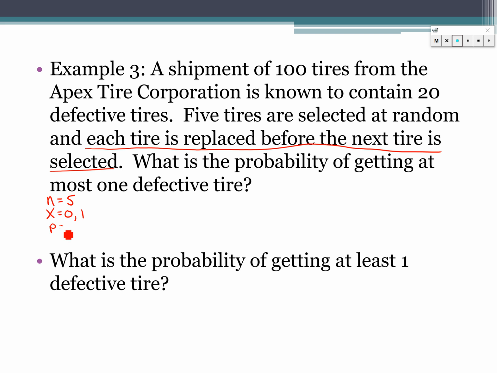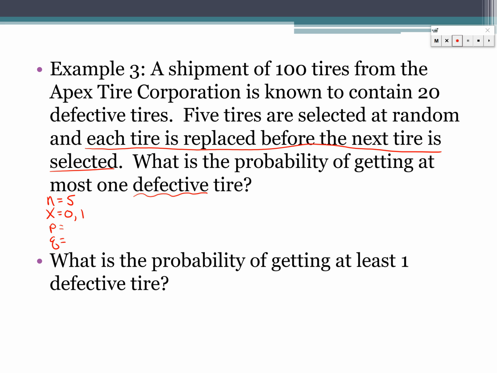Probability of success. Now with this question, we have to stop ourselves a little bit here. I'm looking for the tires to be defective. I know in the real world, a defective tire is not considered a success for a company. But for our world of probability, if the event we're looking for is a defective tire, that links to the probability of success. So the probability of success is the probability I get a defective tire. So we have to be careful when we think success and failure. It's not necessarily how it applies to real world terms, it's how it applies to the event we're looking for.